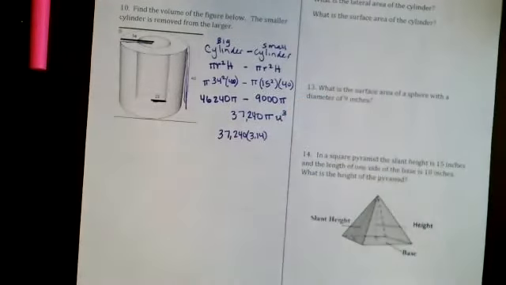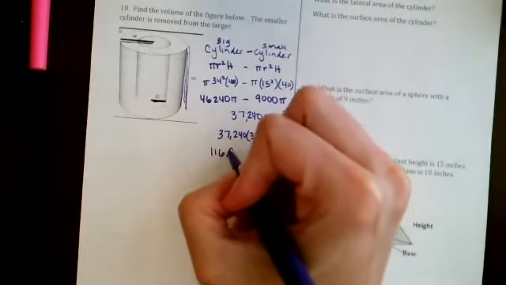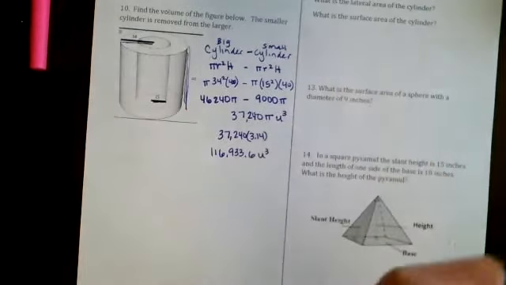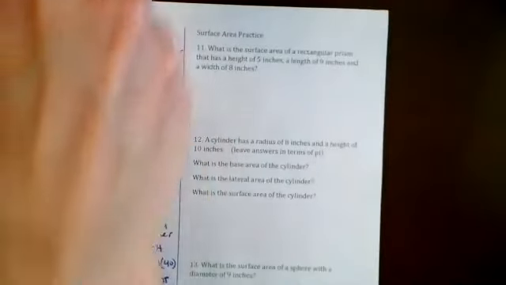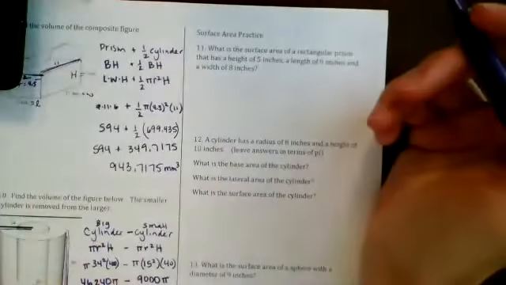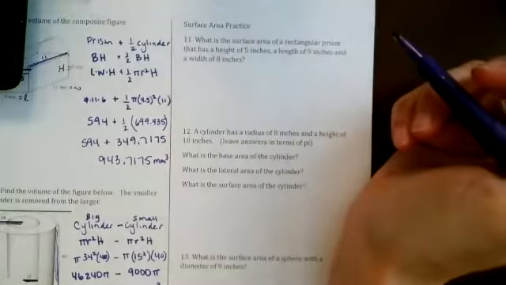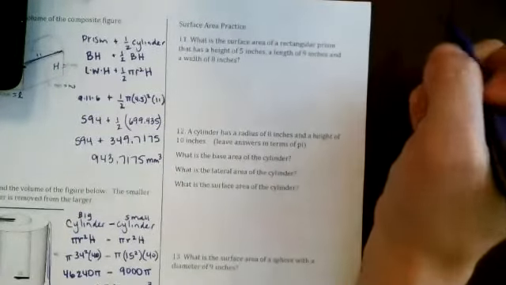And we get 116,933.6 units cubed. All right, surface area. Now, surface area is different than volume. Volume is like what you can fill in something. Surface area is like what you can cover. It's a two-dimensional measurement, whereas volume is a three-dimensional measurement.